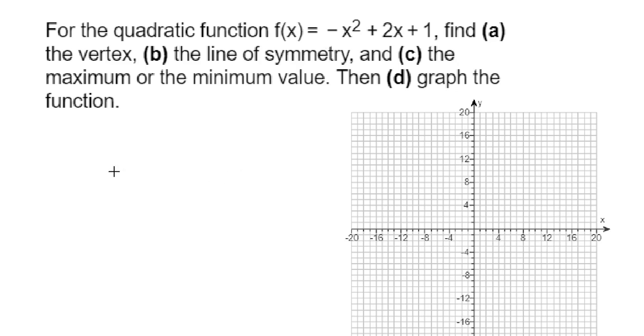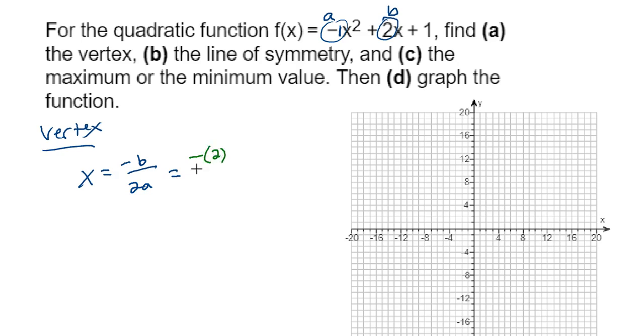All right, so let's start by finding the vertex, because that's going to take us a little bit of work here. To find the x-coordinate of the vertex, we use the formula negative b over 2a. b in this case is equal to 2. a in this case is equal to negative 1. So we'll plug those numbers into this formula. We'll have negative b, which is 2, divided by 2 times a, which is negative 1. So this will give me negative 2 over negative 2, which is going to be positive 1. So that's the x-coordinate of the vertex, positive 1.